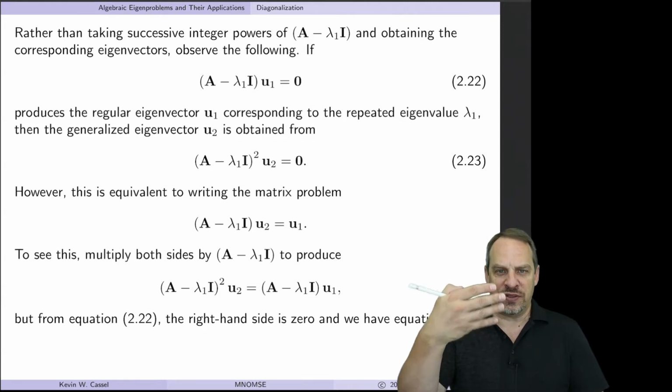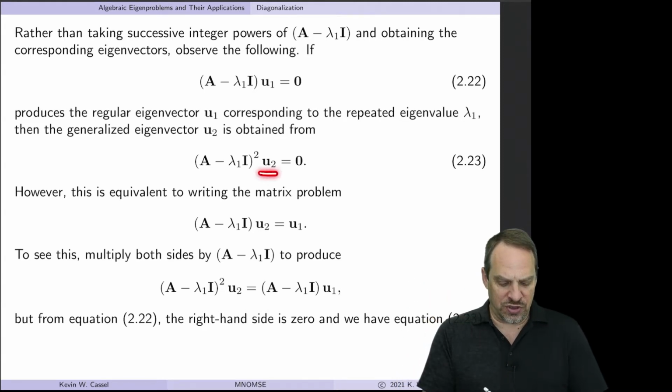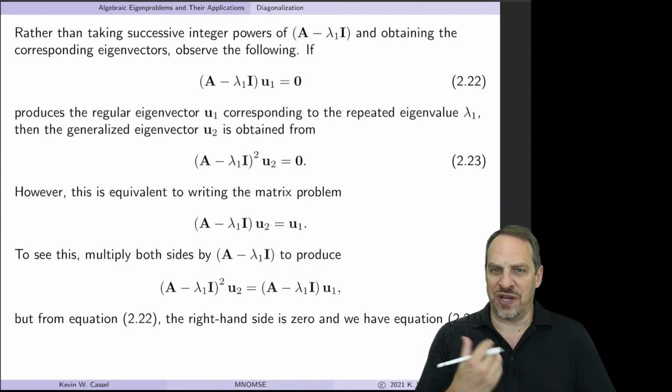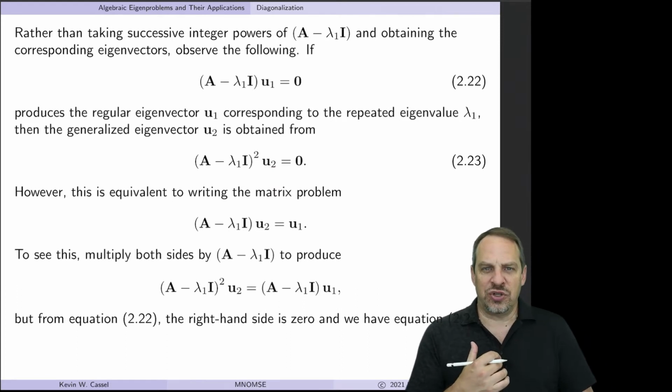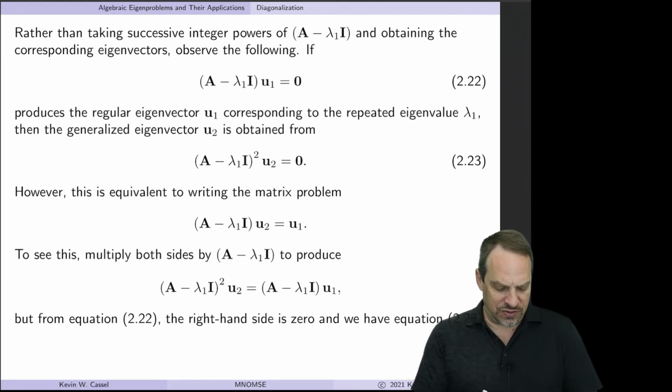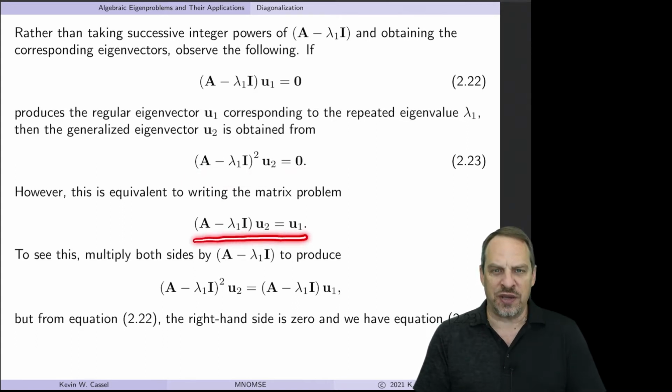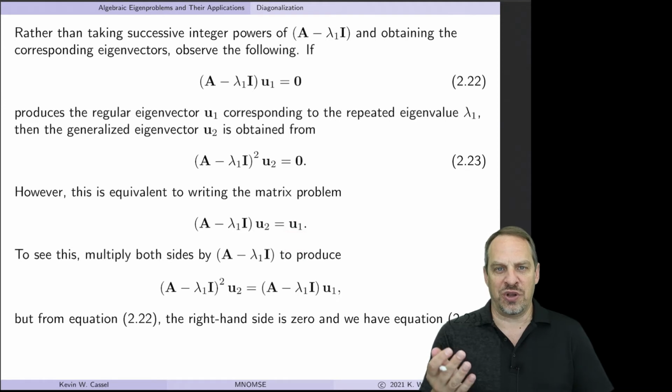If we wanted to then get the second eigenvector, so the first generalized eigenvector corresponding to λ1, then we would have (A - λ1 I) squared times u2 is equal to 0, and we would have to solve that. What I'd like to do, though, is show that the u2 that I get from this eigenproblem is actually the same as the u2 that I get from this expression right here, and I'll show you that that is the case. So this is (A - λ1 I), not squared, times u2 is equal to u1, u1 being the regular eigenvector that we already have.